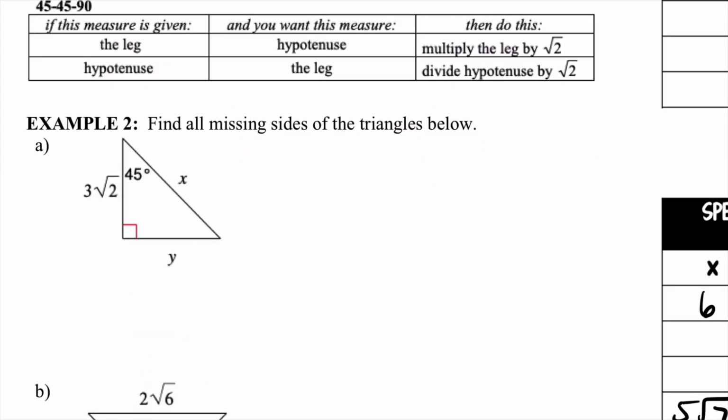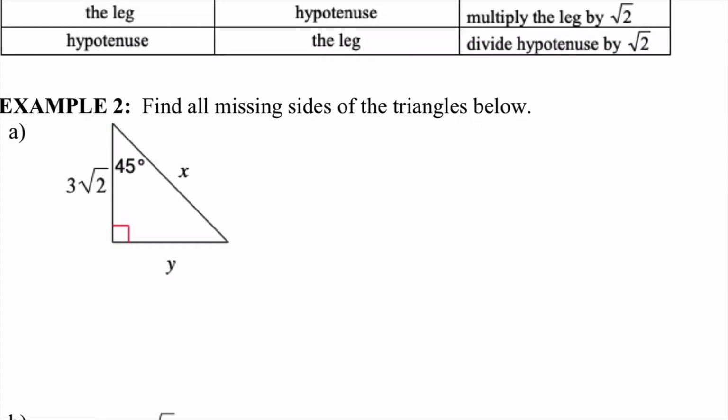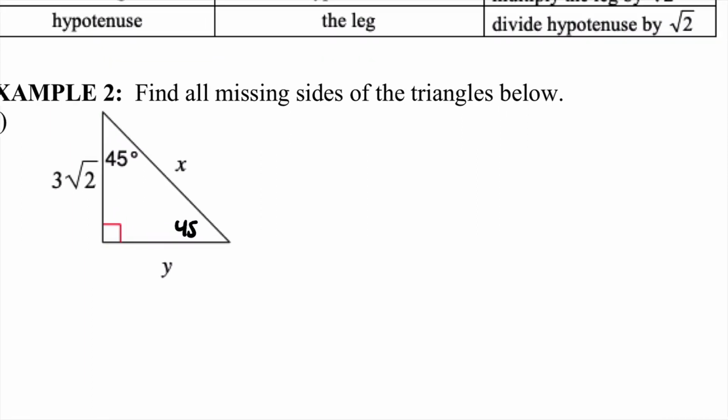All right, so let's look at 2a. Is it a right triangle? Yes. Is it a 45, 45, 90 right triangle? It has to be, because the only missing angle is 45. It has to be 45, because the two 45s make 90, and then the box makes another 90 to be 180. Okay.